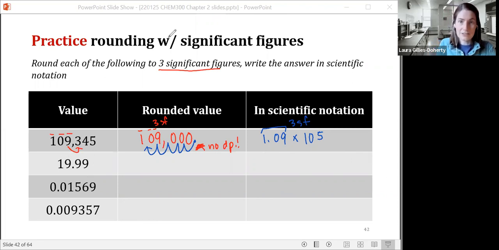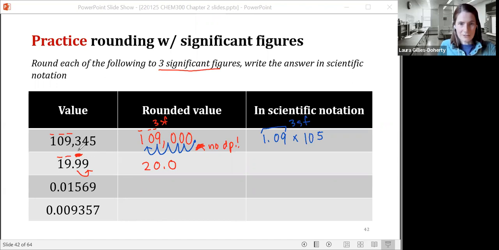19.99, we're going to round this to 3 sig figs. So let's count over 3 spots. 1, 2, 3. So this 9 here is my last sig fig. I look to the right, it's a 9. So this gets rounded up, turns it to 10, and you have to carry the 1 over again. So we end up getting 20.0.